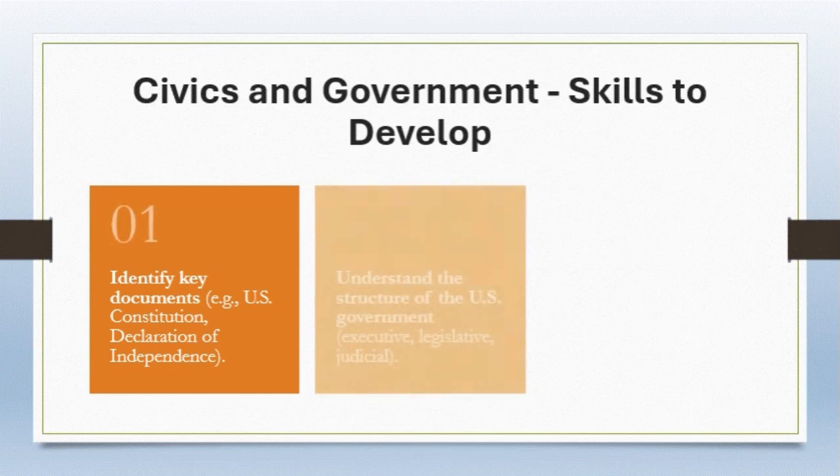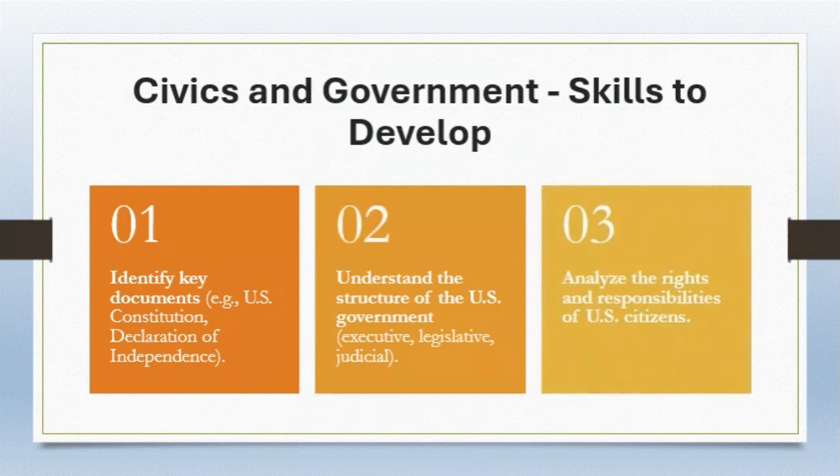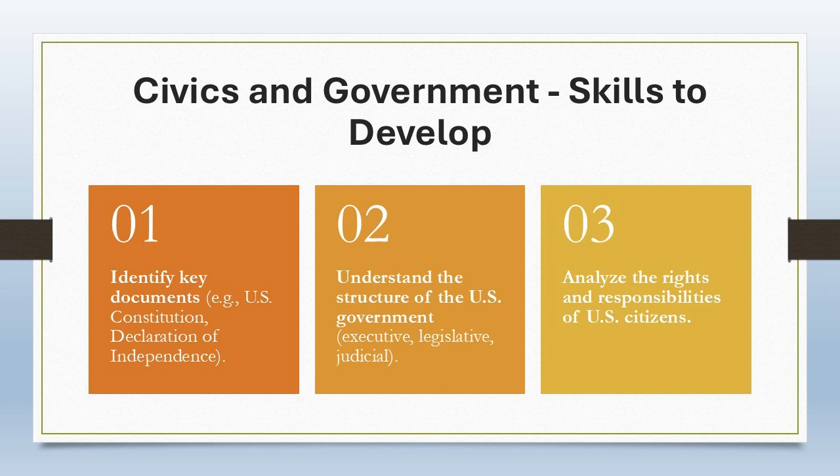2. Understand the structure of the U.S. government. This means knowing how the government is organized. The executive branch, led by the president, enforces laws. The legislative branch, made up of Congress, makes laws. The judicial branch, which includes the Supreme Court, interprets laws. 3. Analyze the rights and responsibilities of U.S. citizens. This includes understanding the rights given to citizens by the Constitution and the responsibilities that come with those rights, such as voting and serving on a jury.